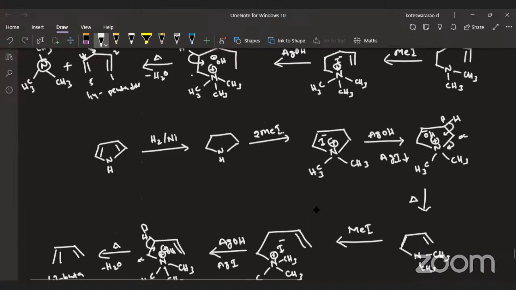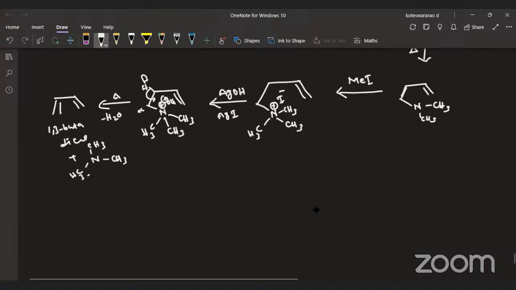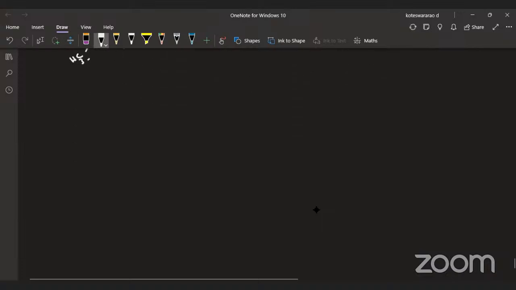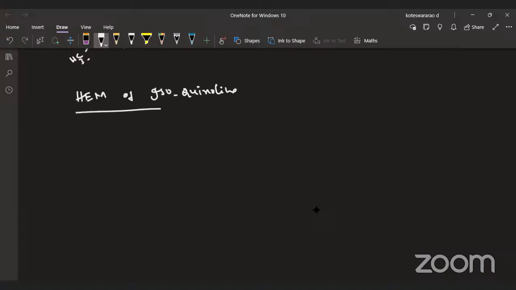Suppose you are taking the first one as pyridine, the second one as pyrrolidine, then the third one is HEM of isoquinoline. What is isoquinoline? This is the isoquinoline. Now it is treated with sodium ethoxide, or sodium and methyl alcohol.